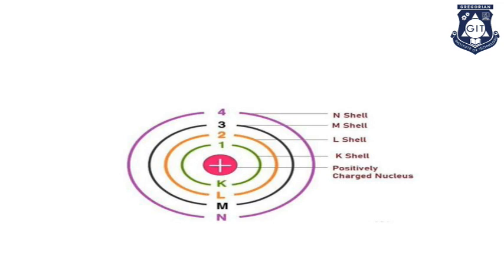The merits of Bohr atom model includes the Bohr atom model could explain the stability of an atom very well. It could explain the atomic spectrum of hydrogen atom. It could also explain the emission and absorption of radiations by atom. The demerits of Bohr atom model includes it was not able to explain the Zeeman effect, that is the splitting of spectral lines in the presence of magnetic field. It could also not explain Stark effect, which is the splitting of spectral lines in the presence of electric field.